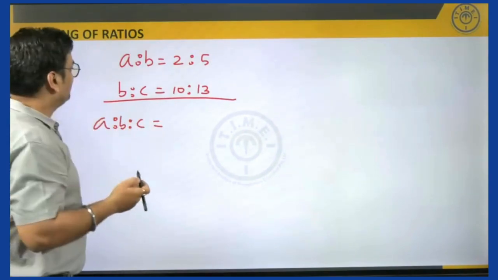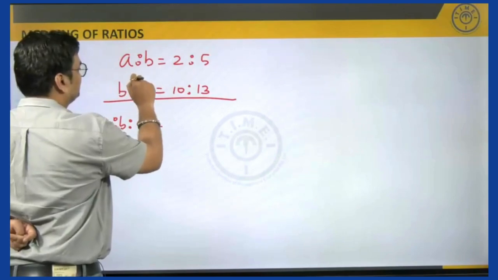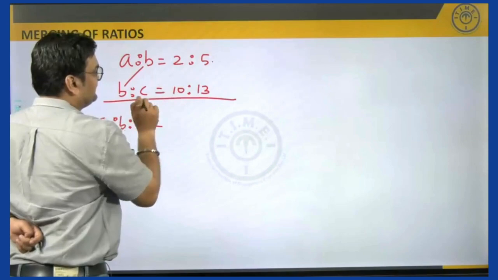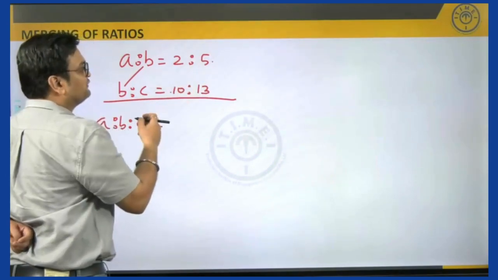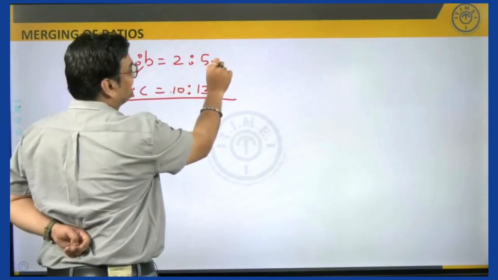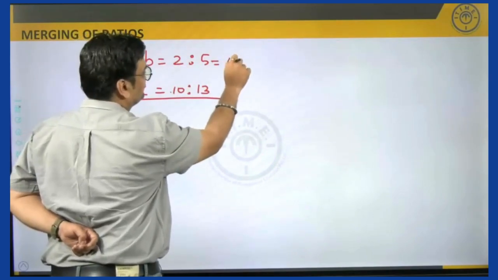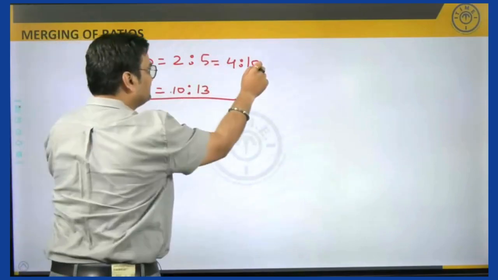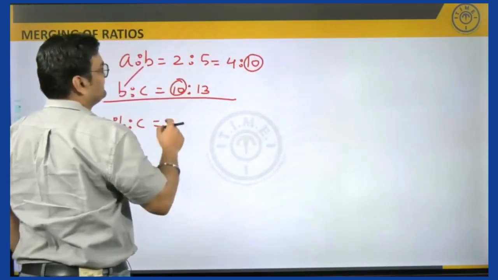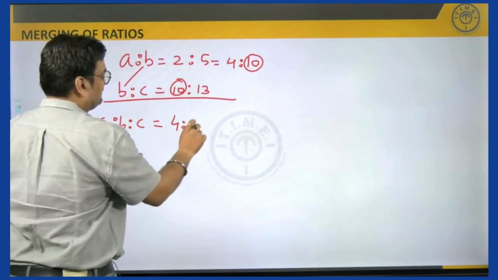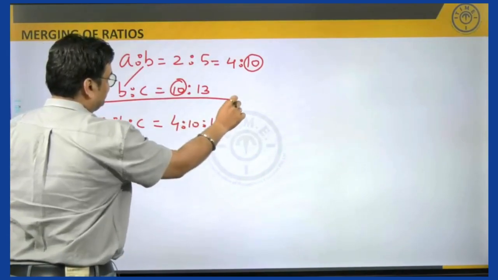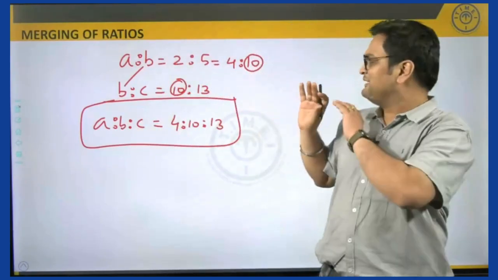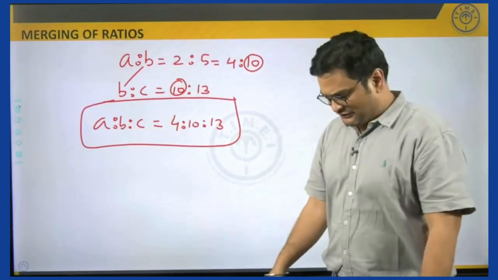What do we do here is, we look at the common term. The common term is B. We try to make it equal. Here it is 5, here it is 10. So when I try to make it equal, how do I do that? I need to make this 5 as 10. How do we do? Multiply throughout by 2. So we can write this ratio as 4 is to 10. So when we now merge them, 10 and 10 are equal. This will give us 4 is to 10 is to 13. So A is to B is to C can be written like this. So this is a very simple method that we have for merging of ratios.